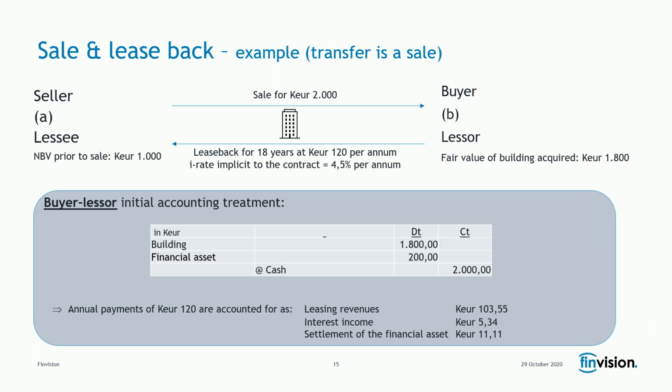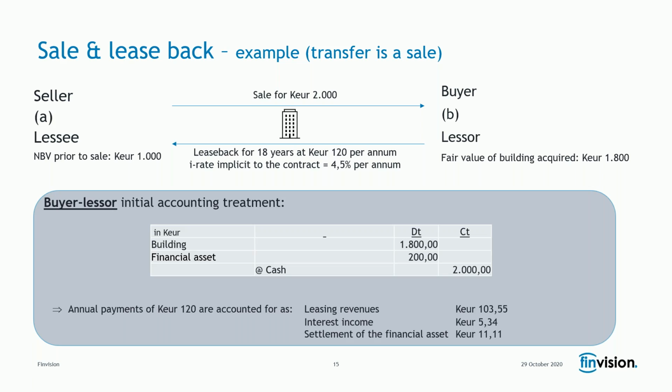Here we look at the accounting treatment for the buyer lessor. Again, the same example, a sale for 2 million euros, which basically means that there is a cash out of 2 million euros for the buyer lessor. That will recognize on the one side a building of 1.8 million, which is the fair value of that building, and a financial asset for the additional financing provided by the buyer lessor to the seller lessee.